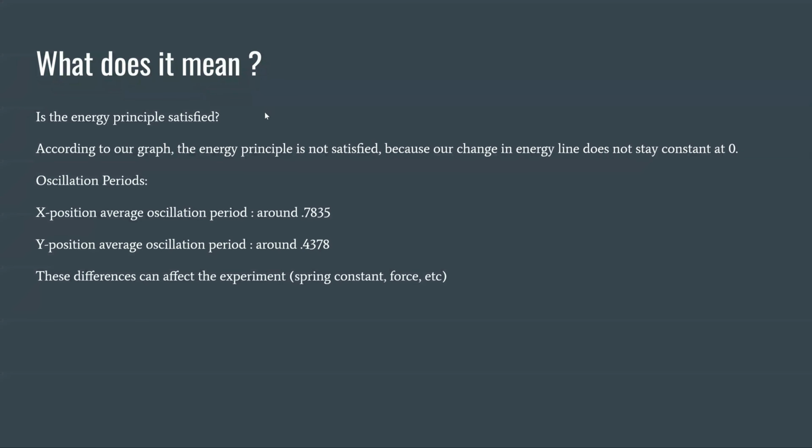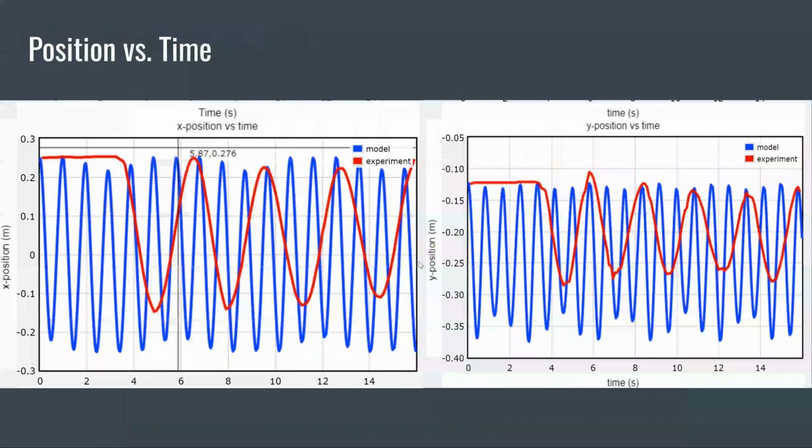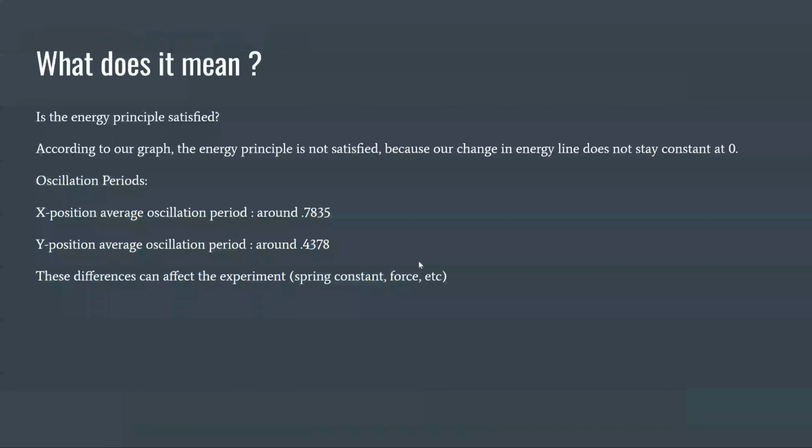What does it mean? Our question for what does it mean is: is the energy principle satisfied in our experiment? In our case, it was not satisfied because, as you could see in our graph, our change in energy does not stay at a constant zero. Therefore, the energy principle was not upheld.